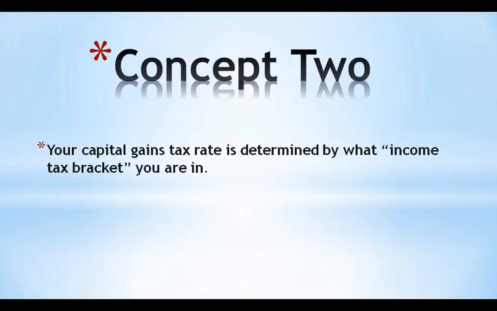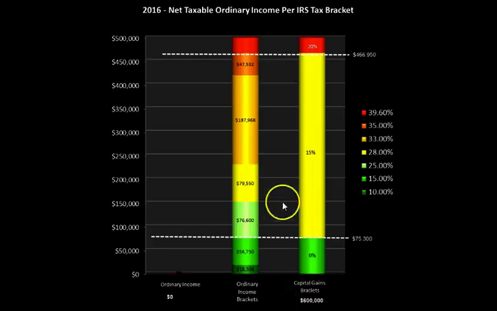The second important concept is that your capital gains tax rate is determined by what income tax bracket you are in. So the way to think about it is this. Here are the regular income tax brackets. And you see this dotted line here of $75,000 of taxable income? Well, if your income is under that line, you're either in the 10 or 15% bracket. And if you're in the 10 or 15% tax bracket, then you're also in the 0% capital gains tax bracket.